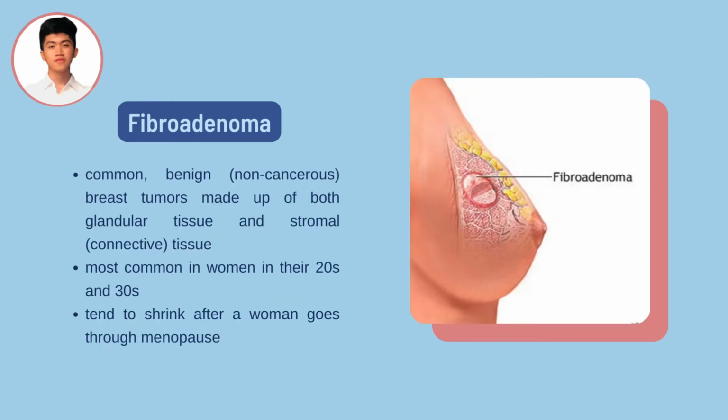Fibroadenoma. So fibroadenomas are common benign breast tumors made up of both glandular tissue and stromal tissue. Fibroadenomas are most common in women in their 20s and 30s, but they can be found in women of any age. They tend to shrink after a woman goes through menopause.